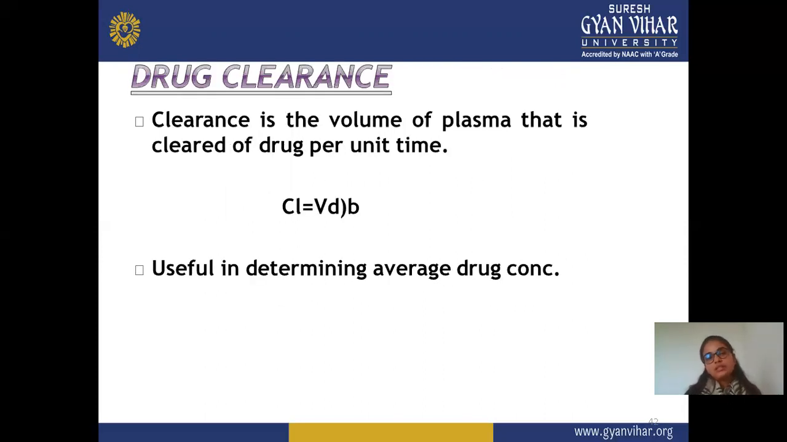Next is drug clearance. Drug clearance is the volume of plasma that is cleared of a drug per unit time. It means how much drug is cleared from that particular plasma, or the clearance amount of a drug in the volume of distribution. So clearance is equal to Vd times B. It is useful for determining average drug concentration; we have to check how much drug is eliminated from that particular amount.